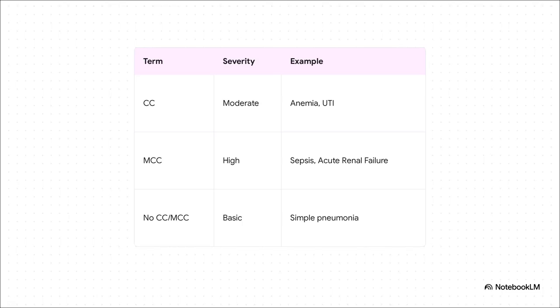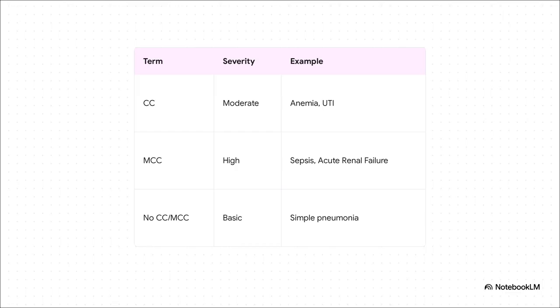Let's look at the clinical reality of this logic. A CC adds moderate severity. Think about conditions like general anemia, a standard UTI, or mild malnutrition. An MCC, on the other hand, indicates extreme severity and massive resource consumption. For instance, looking at our MDC 06 GI hemorrhage cases, if a patient develops severe hypovolemic shock or acute tubular necrosis rather than just a standard prerenal AKI or maybe severe protein-calorie malnutrition, these are critical MCC targets.